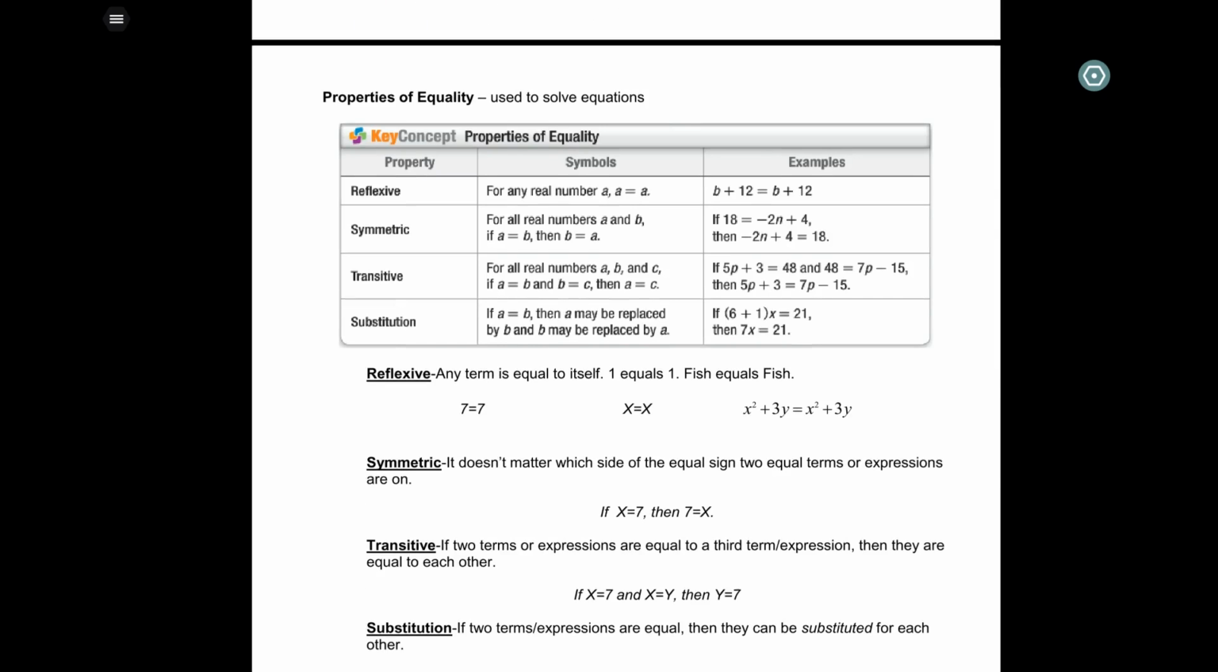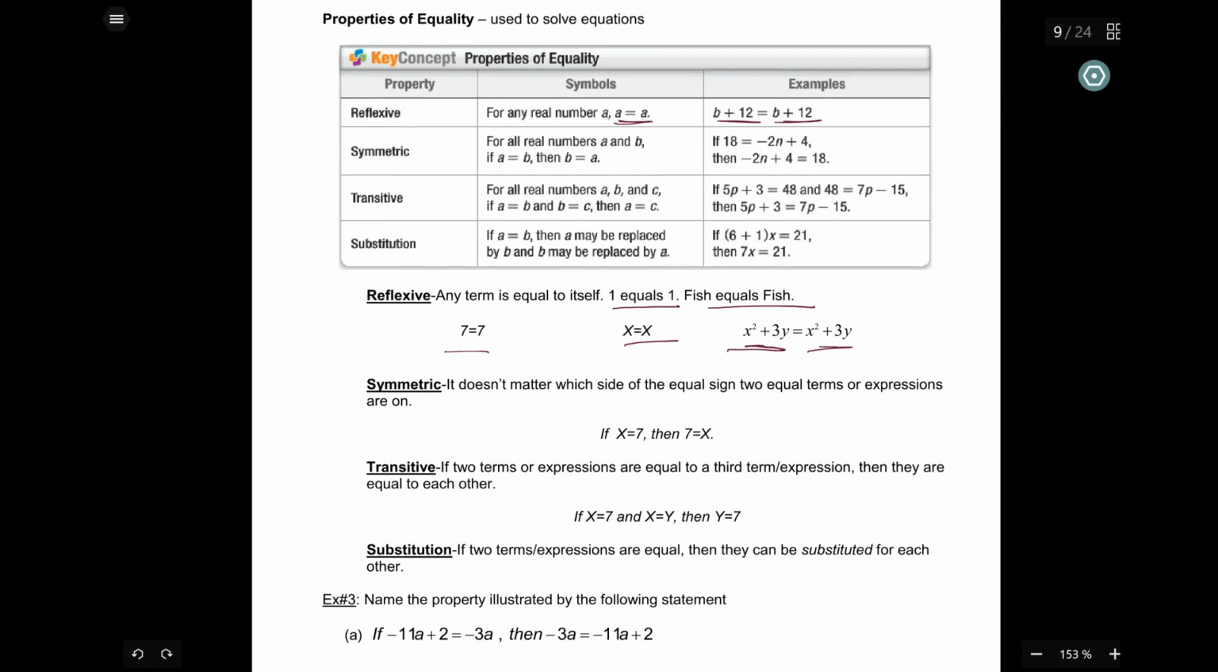So reflexive means a is equal to a, b plus 12 is equal to b plus 12. So a number is itself, right? 1 equals 1, fish equals fish, x equals x, 7 equals 7. Literally, you have the same thing on both sides.